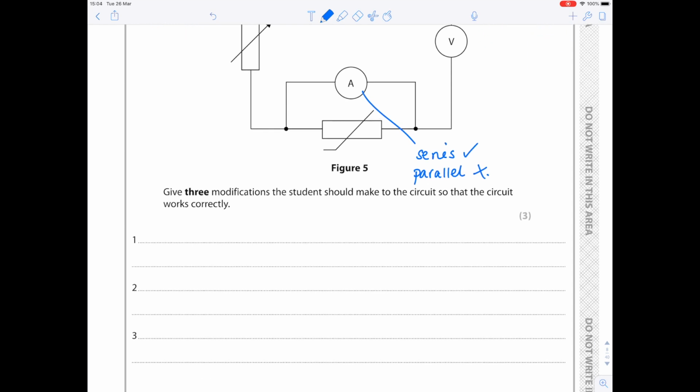So the modifications: add the voltmeter in parallel. Secondly, add the ammeter in series. And then lastly, you want to swap the terminals on the cells.